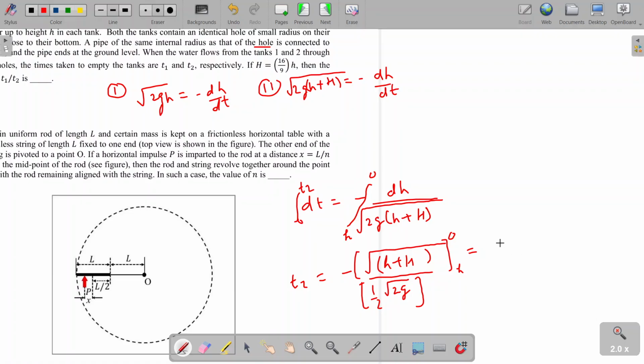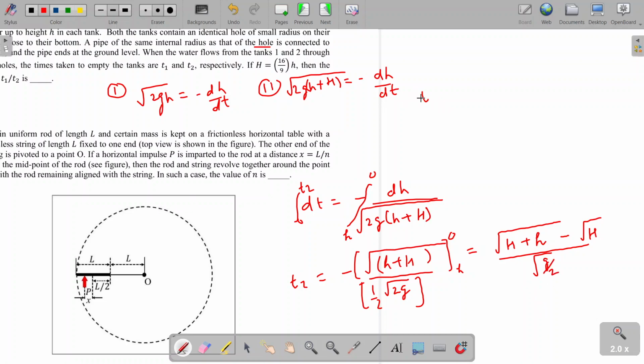So this value small h is capital H plus small h minus square root of capital H, because we are putting the value of small h here. The small h is initially h and finally it is 0. So this is the value which you are getting. In the denominator we have some constant which is root g by 2.